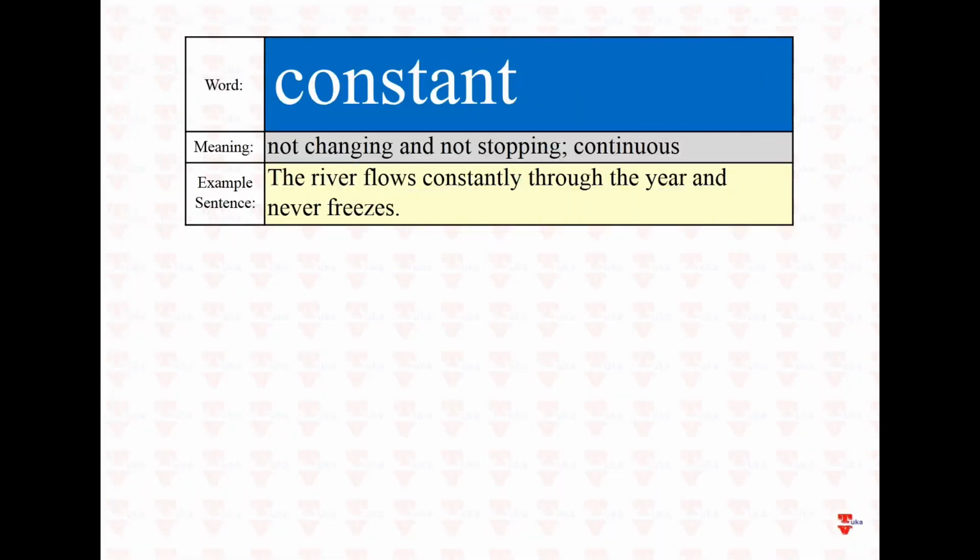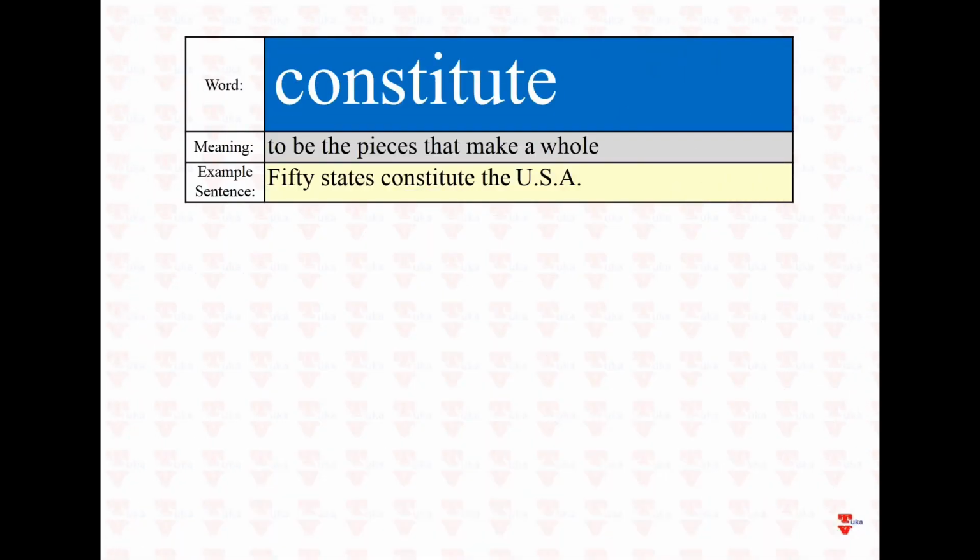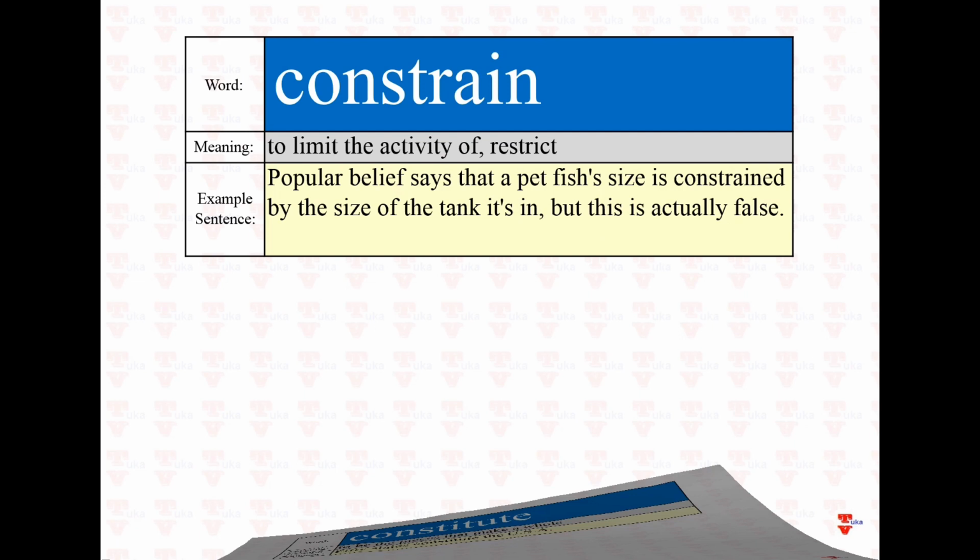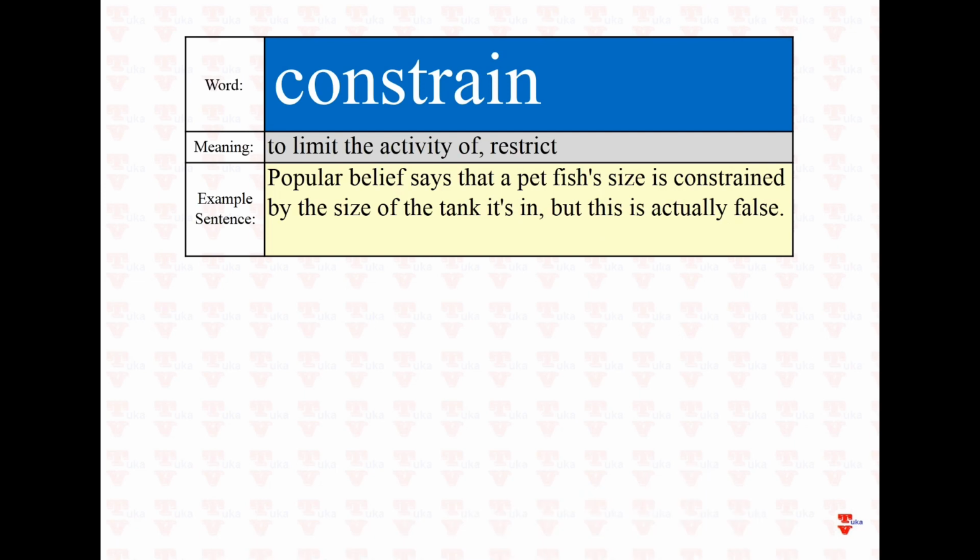Constant. Not changing and not stopping, continuous. The river flows constantly through the year and never freezes. Constitute. To be the pieces that make a whole. 50 states constitute the USA. Constrain. To limit the activity of, restrict. Popular belief says that a pet fish's size is constrained by the size of the tank it's in, but this is actually false.